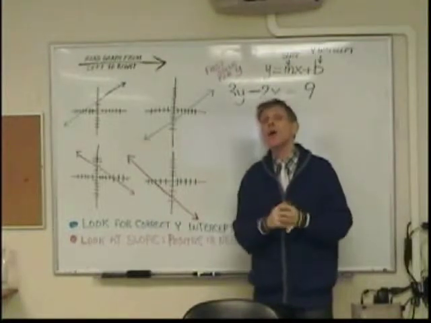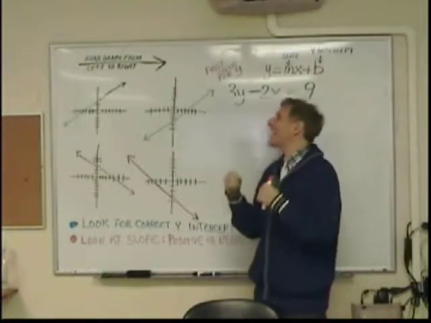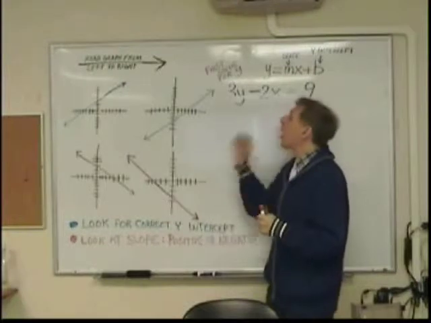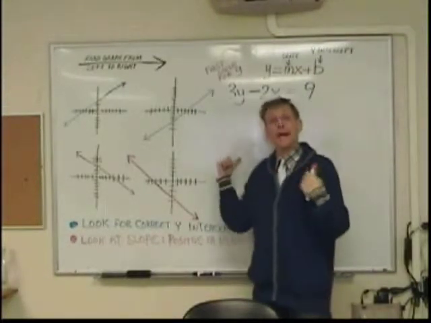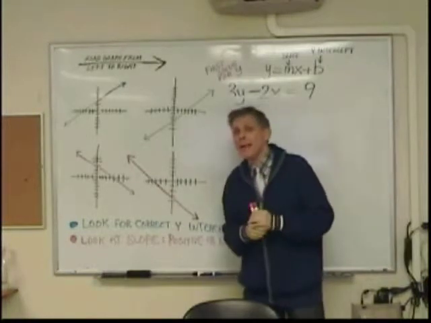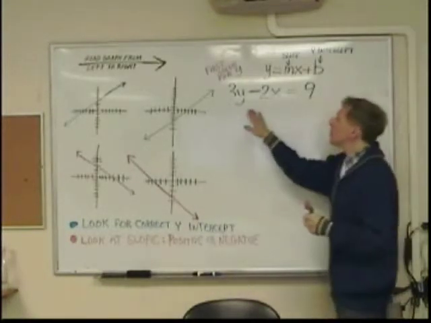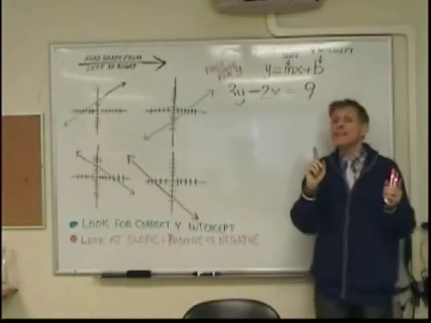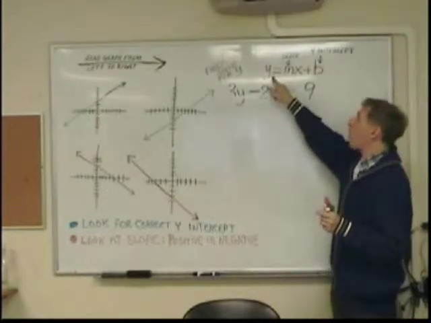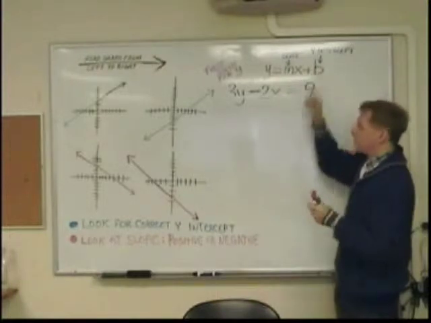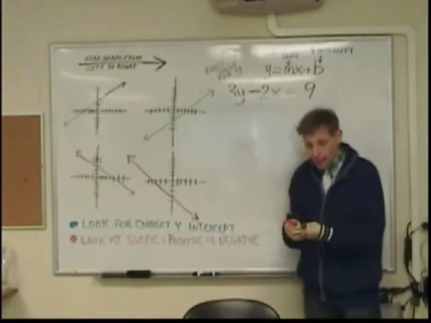And today we are going to talk about identifying a line on a graph from its equation. So you may be given an equation to a line. Now, first thing you need to do is put it into the standard form, y equals mx plus b. So I'm going to do that first.